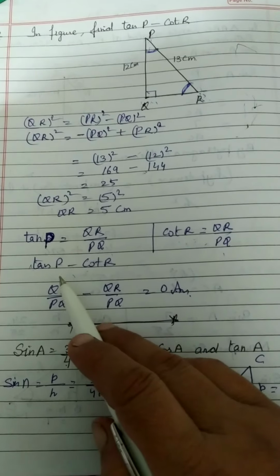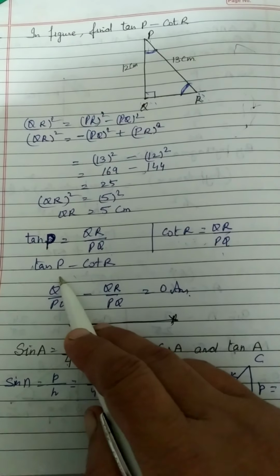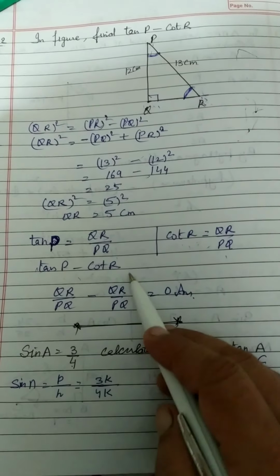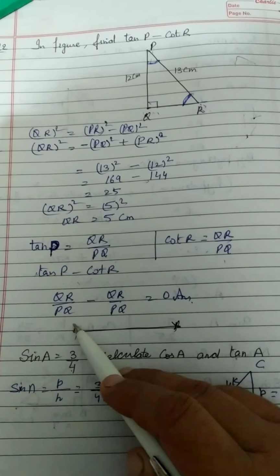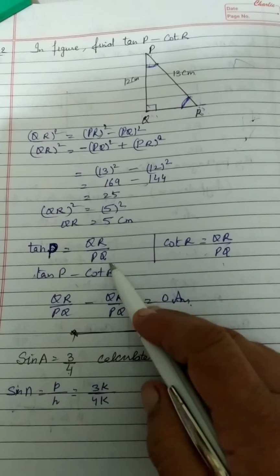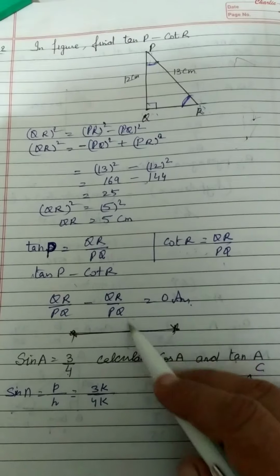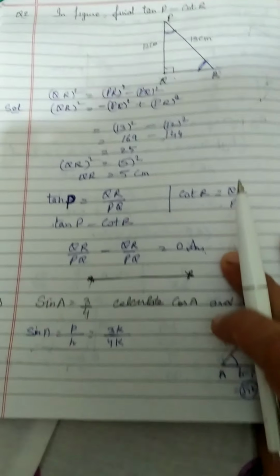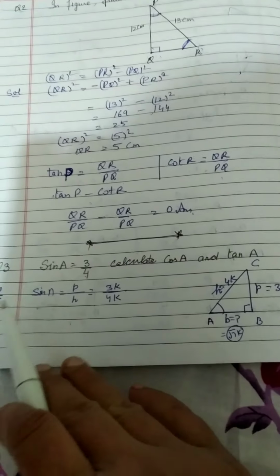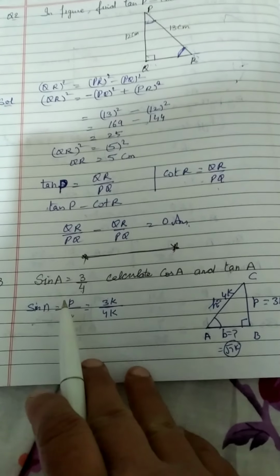When we subtract these two terms, when we find tan P minus cot R, it becomes QR by PQ minus QR by PQ, which is equal to 0. Then the next question is question number 3.